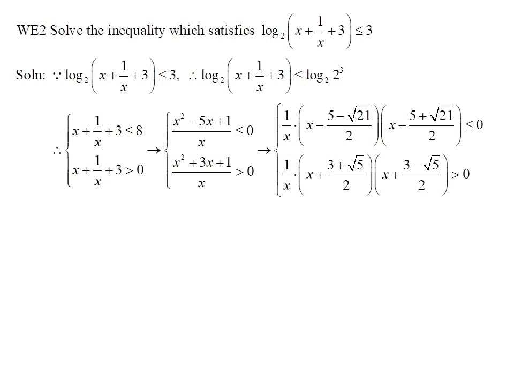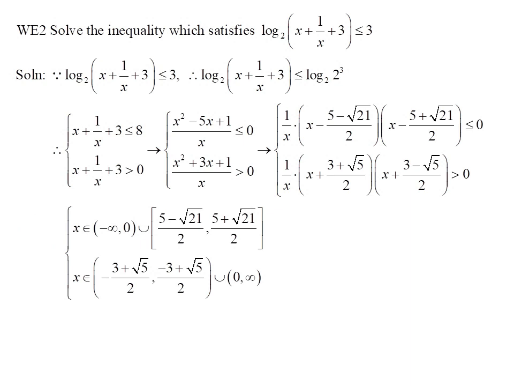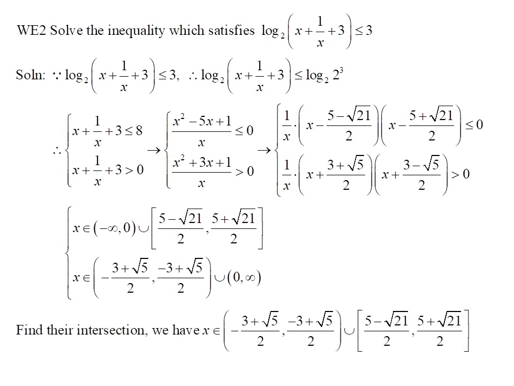Since the base of the logarithmic expression is 2, which is greater than 1, the argument x plus its reciprocal plus 3 is less than or equal to 3. On the other hand, the argument itself must be greater than 0. After factorizing both inequalities, we may proceed to solve them and obtain the x value ranges. After intersecting their value ranges, we find x is the union of the two sets.